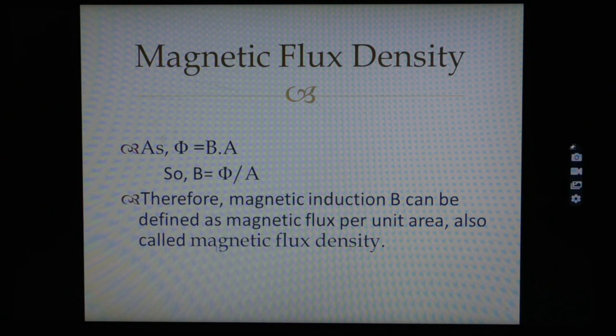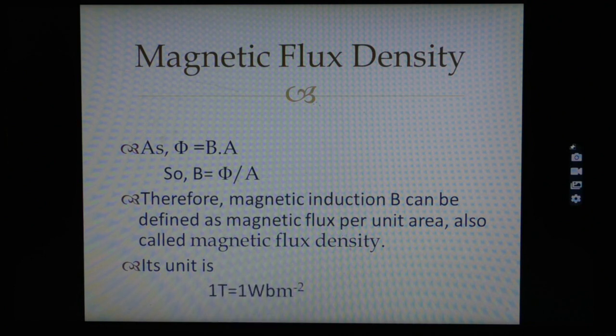So what would be the unit of magnetic flux density? Dear students, put the unit as I told you earlier. What is the unit of phi? That is magnetic flux, Weber. And what is the unit of area? Meter square. So Weber over meter square is giving you the unit of magnetic flux density.